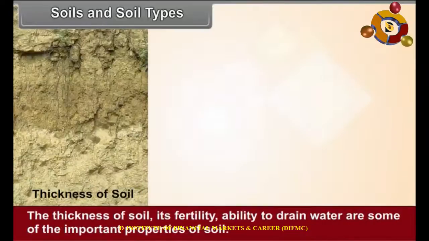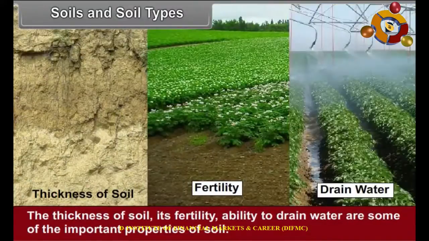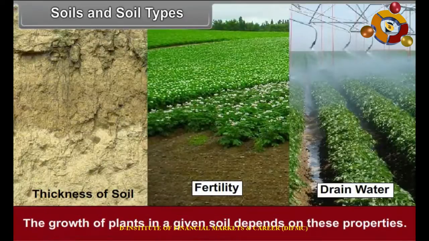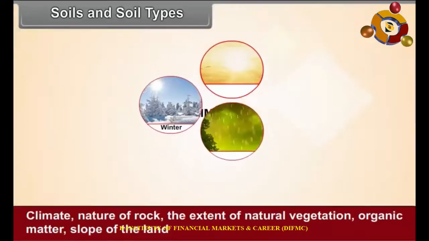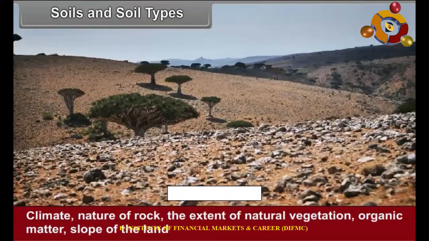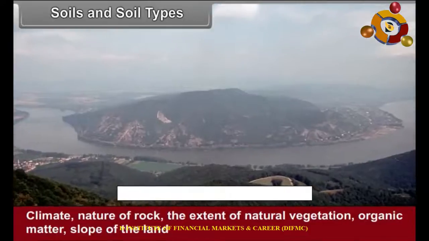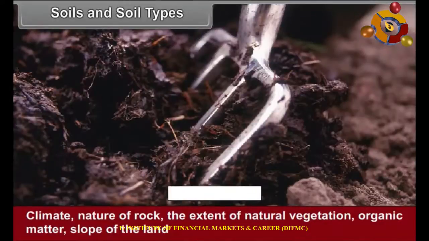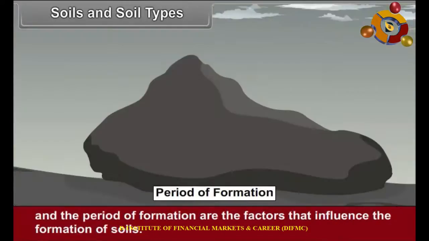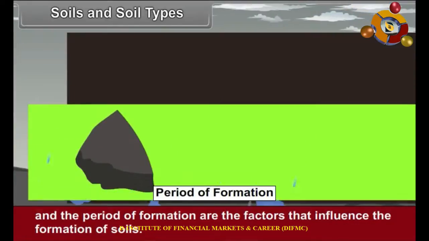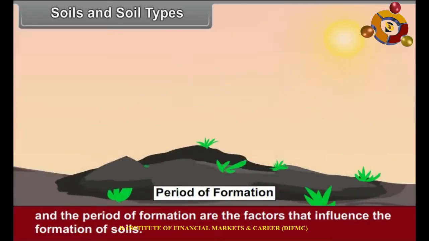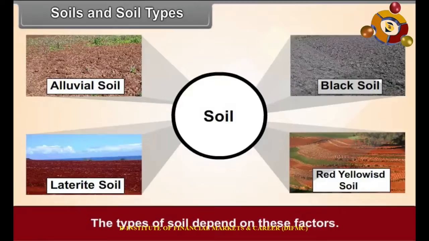The thickness of soil, its fertility, and ability to drain water are some of the important properties of soil. The growth of plants in a given soil depends on these properties. Climate, nature of rock, the extent of natural vegetation, organic matter, slope of the land, and period of formation are the factors that influence the formation of soils. The types of soil depend on these factors.